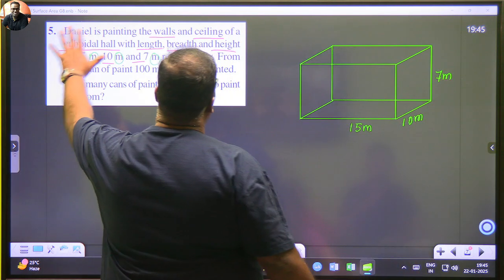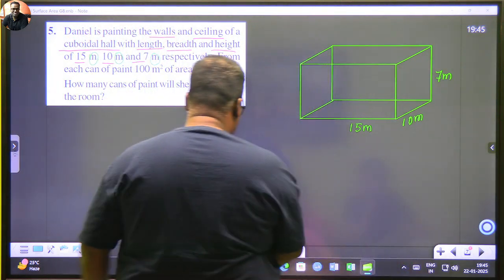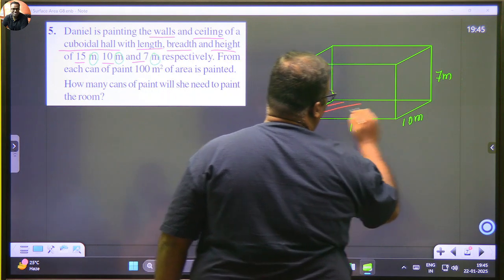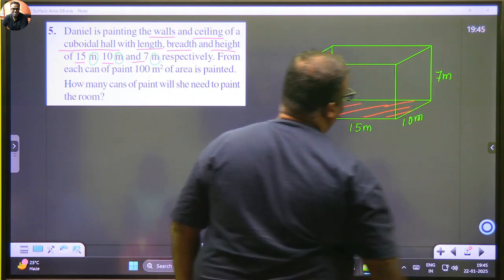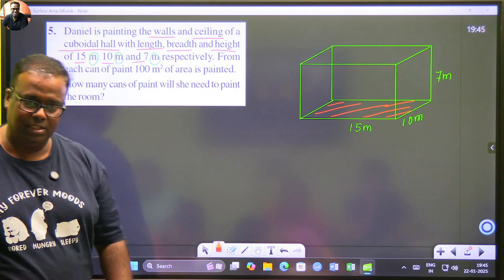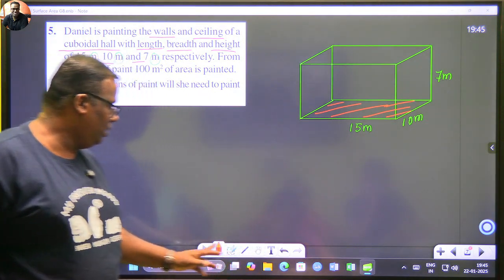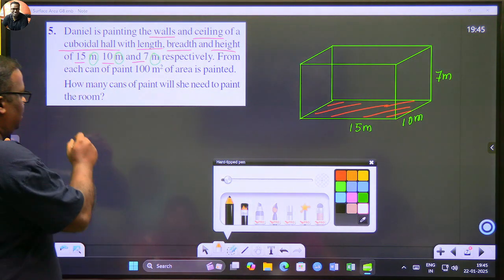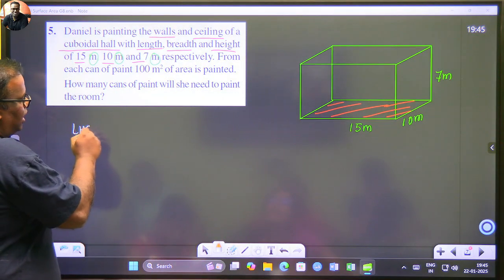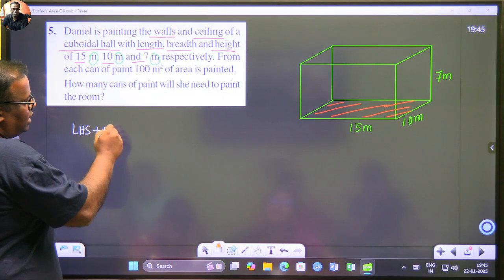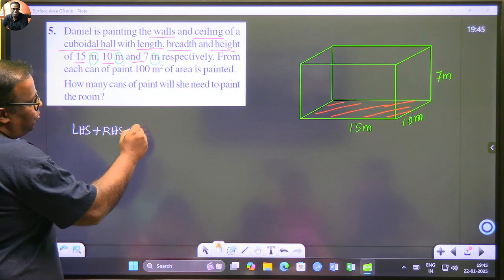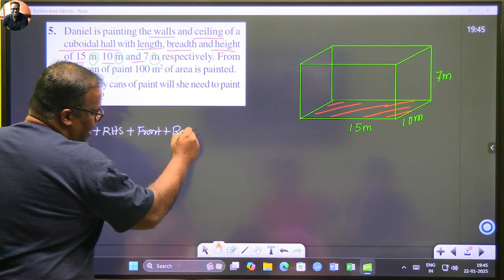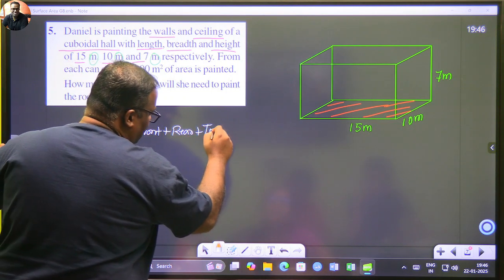And Daniel is painting only the walls. So something Daniel will not be painting. And that something would be nothing but the floor of the room. We'll never paint our floors. Right. So how much surface area will this girl be painting? First try to think that. She will be painting the left hand side. She will be painting the right hand side. She will also paint the front. She will paint the rear and the top.